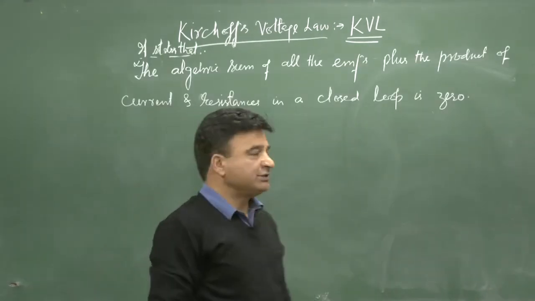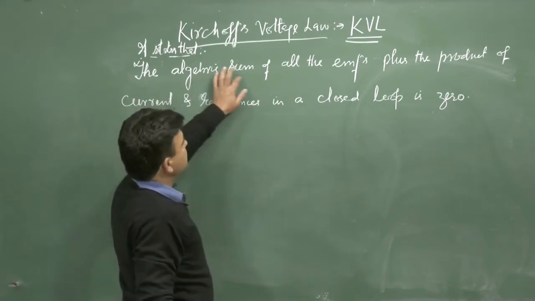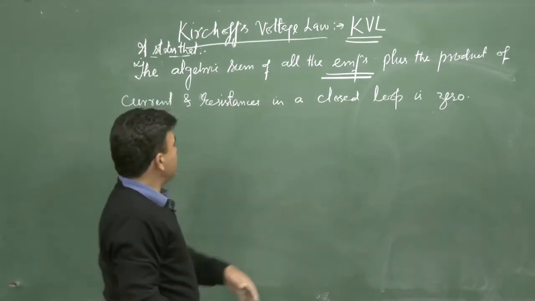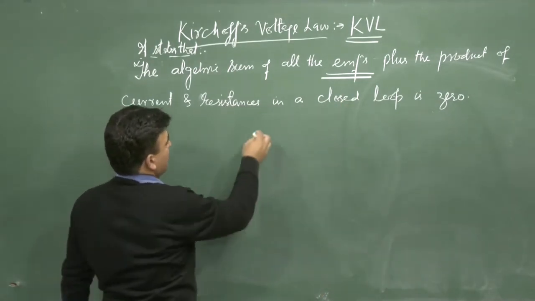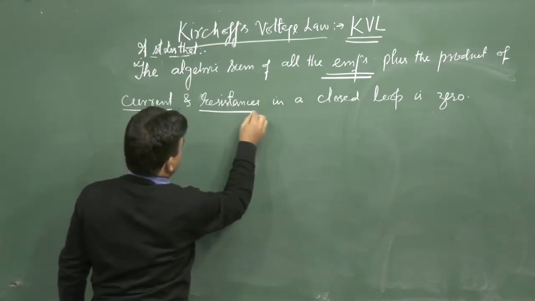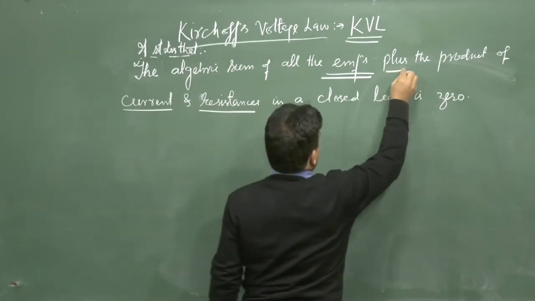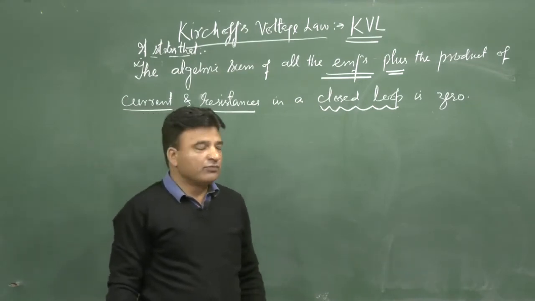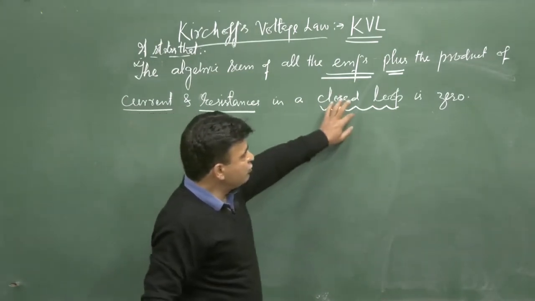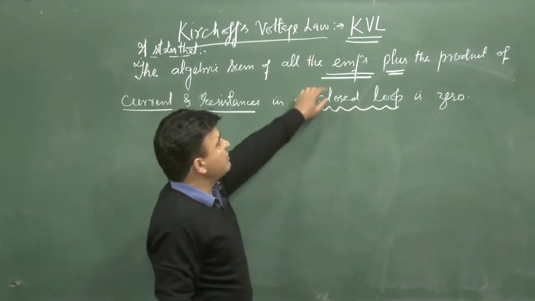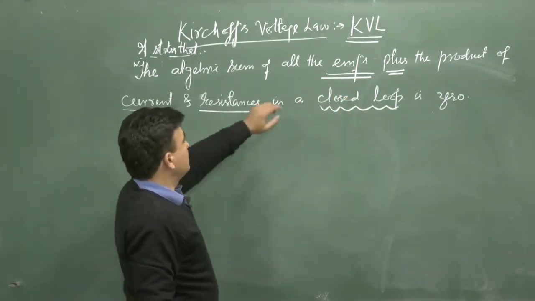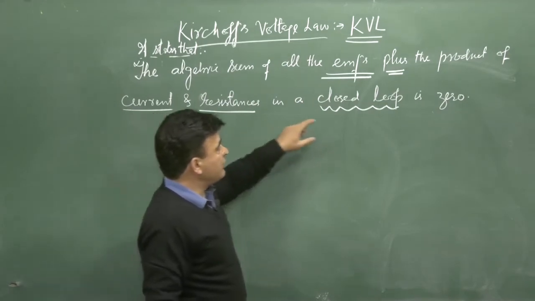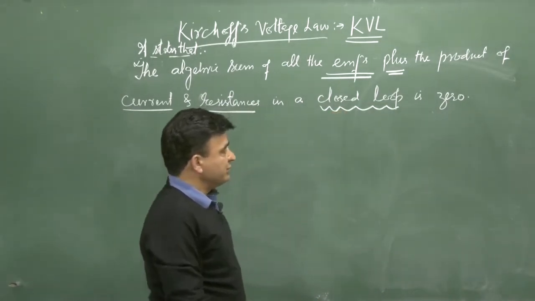Kirchhoff's voltage law states that the algebraic sum of all the EMFs plus the product of current and resistances in a closed loop is 0. First of all, let us see what we mean by the closed loop. EMF is, as you know, electromotive force, and the product of current and resistance is also the voltage drops in the resistors. But first of all, let us see what the closed loop is.